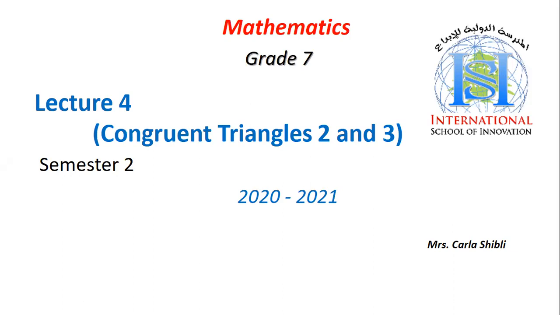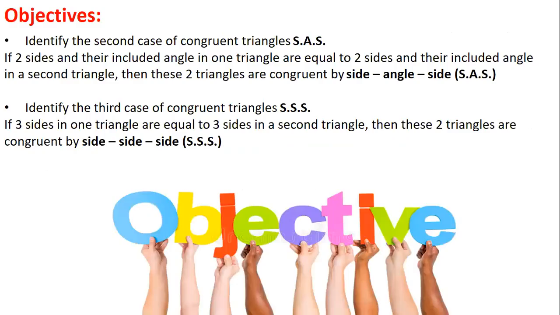Let us start together. The objectives of this lecture are to identify the second case of congruent triangles, which is called SAS. What does this mean? If two sides and their included angle in one triangle are equal to two sides and their included angle in a second triangle, then these two triangles are congruent by side angle side, or SAS.